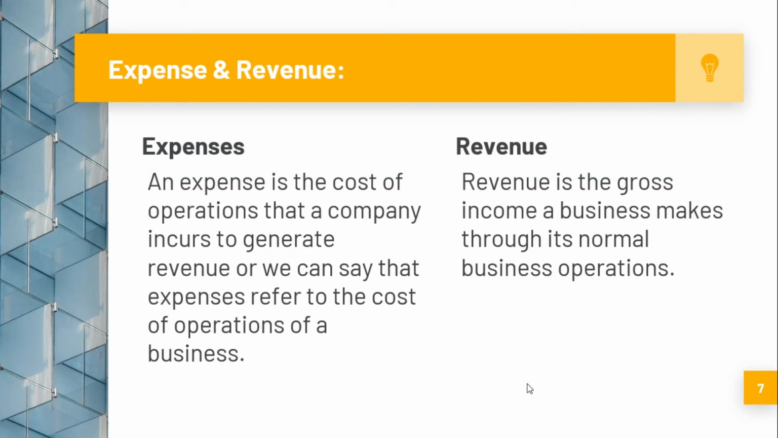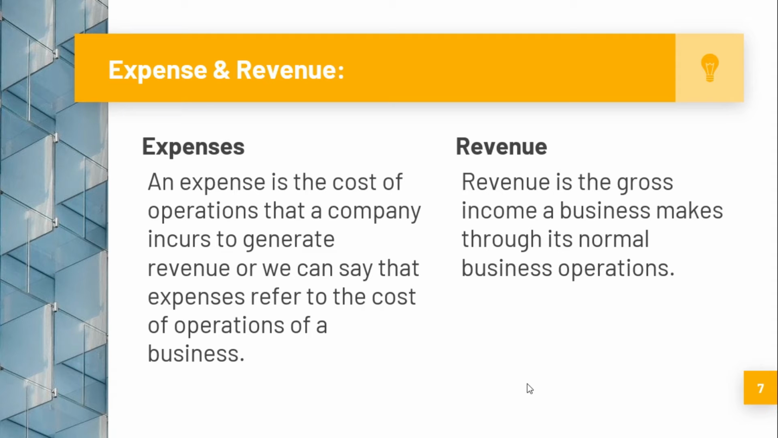Revenue is the gross income a business makes through its normal business operations. So now we have manufactured the laptop. When you do the sales of the laptops you have manufactured, you will get some money from your customers. This money which you have got from the customers for doing your sales is the revenue. So revenue is when we get money from an entity, whereas expense is when we pay money to an entity.